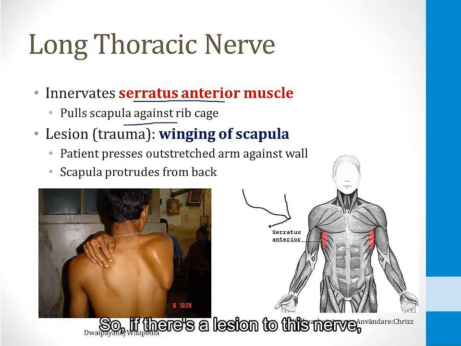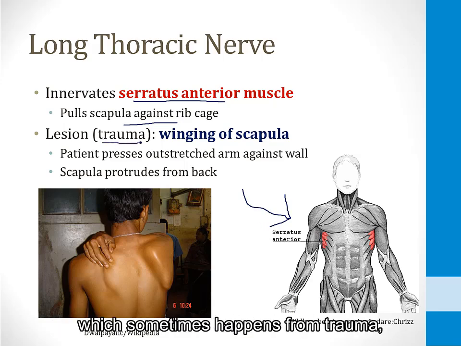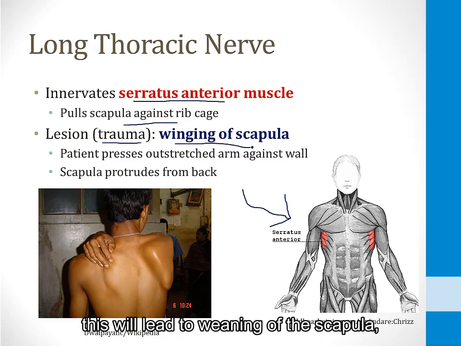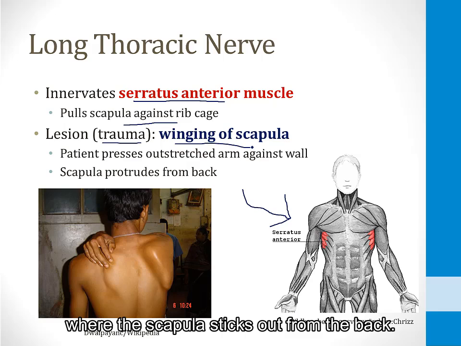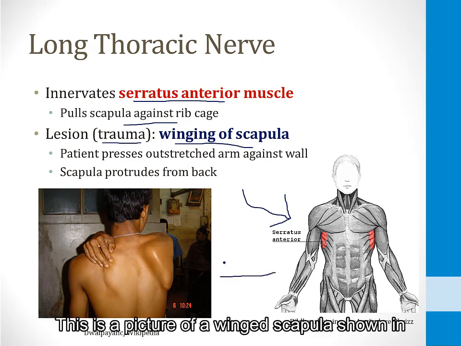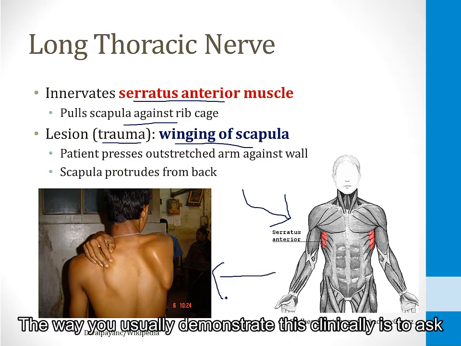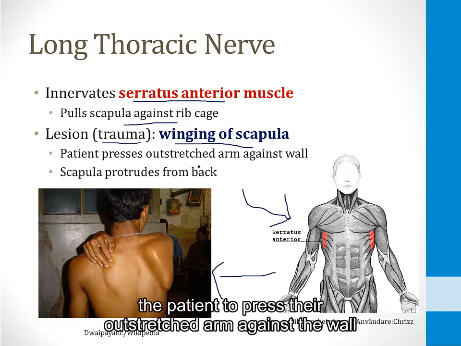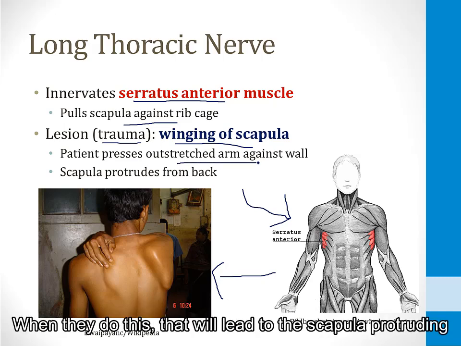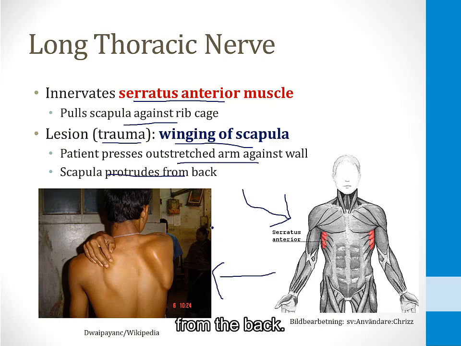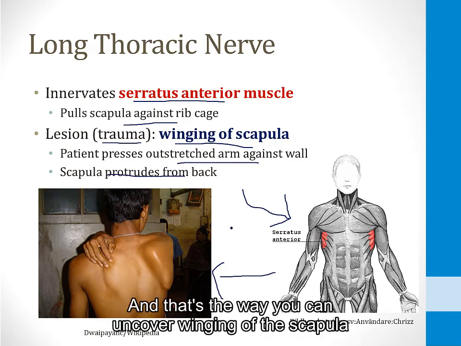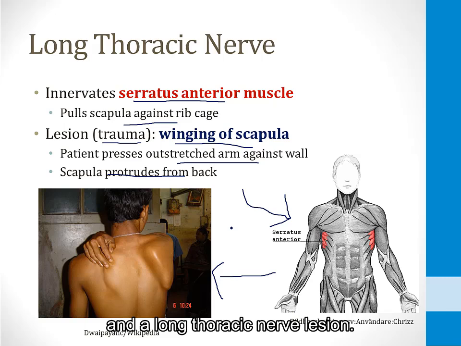So if there's a lesion to this nerve, which sometimes happens from trauma, this will lead to winging of the scapula, where the scapula sticks out from the back. This is a picture of a winged scapula shown on the screen here. The way you usually demonstrate this clinically is to ask the patient to press their outstretched arm against the wall. When they do this, that will lead to the scapula protruding from the back, and that's the way you can uncover winging of the scapula in a long thoracic nerve lesion.